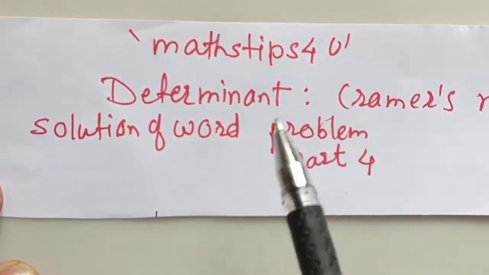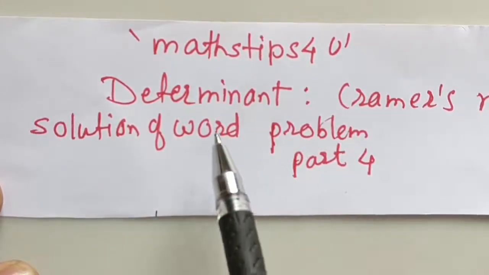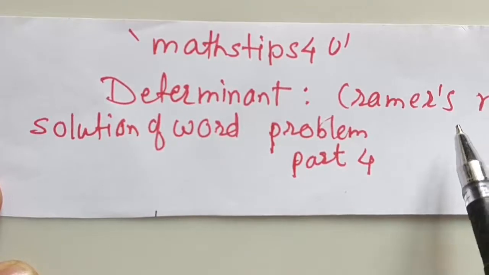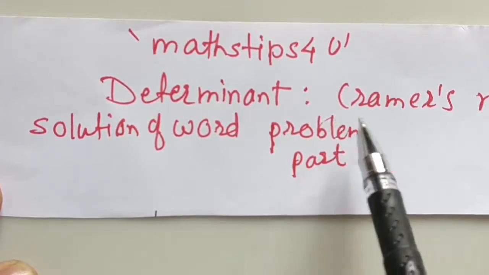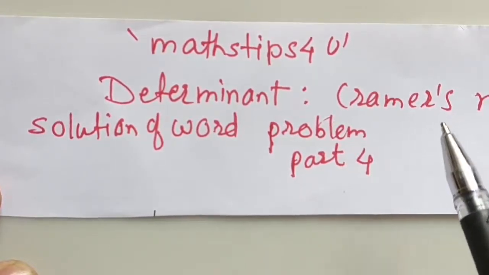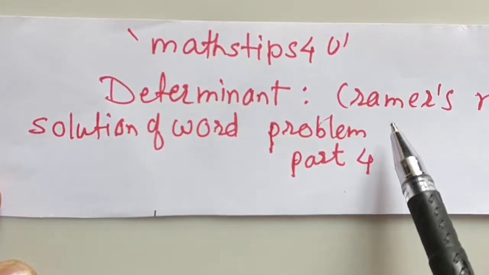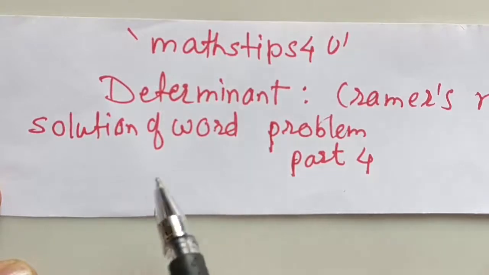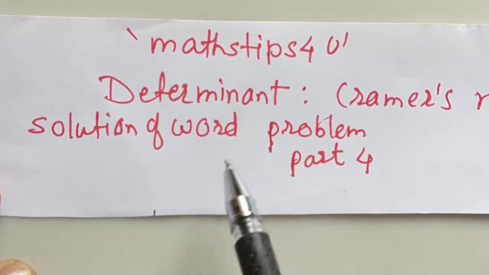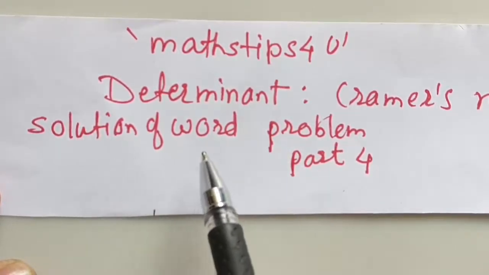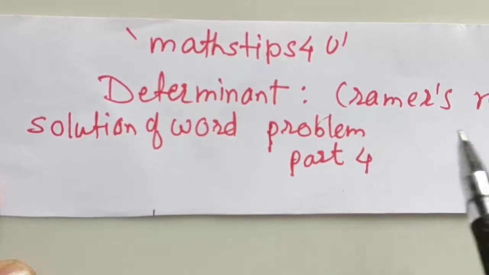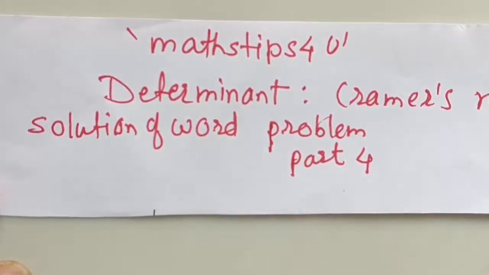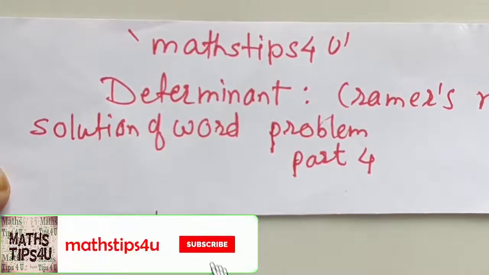So we shall begin with part 4, determinant, Cramer's rule. In part 3 I have discussed Cramer's rule. I have solved a few examples on Cramer's rule. Now in this video we are going to see how to solve the word problem in determinant, Cramer's rule. So we take an example.